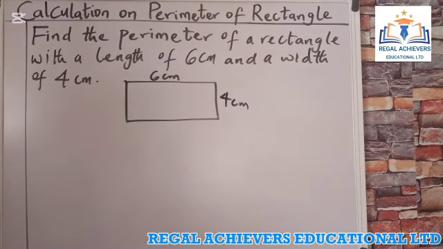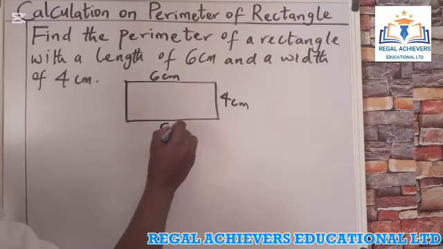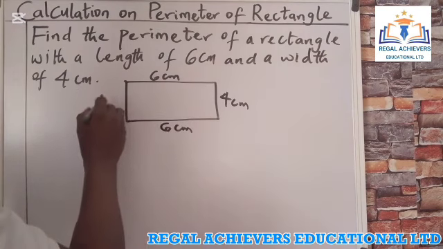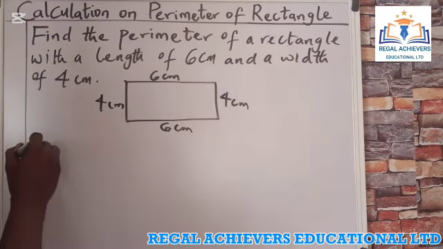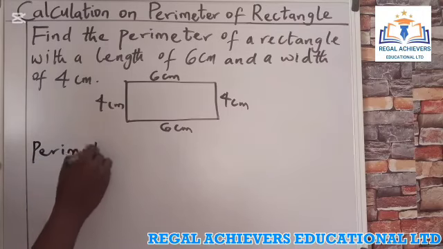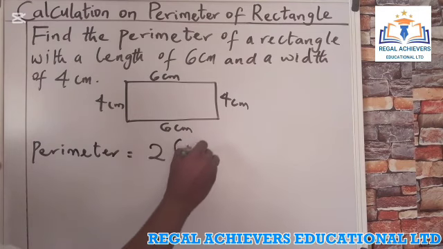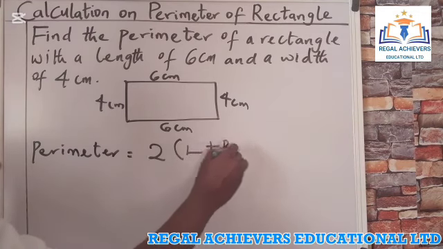And we all know that opposite sides in a rectangle are equal, so that means this side is also 6 centimeters and this side is also 4 centimeters. So the formula to calculate the perimeter of a rectangle is 2 times (length plus breadth).